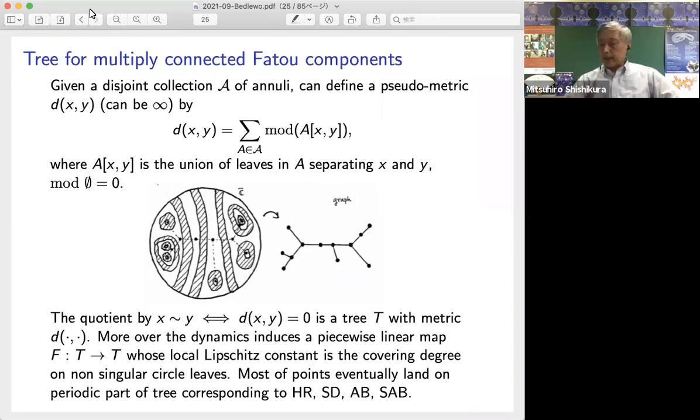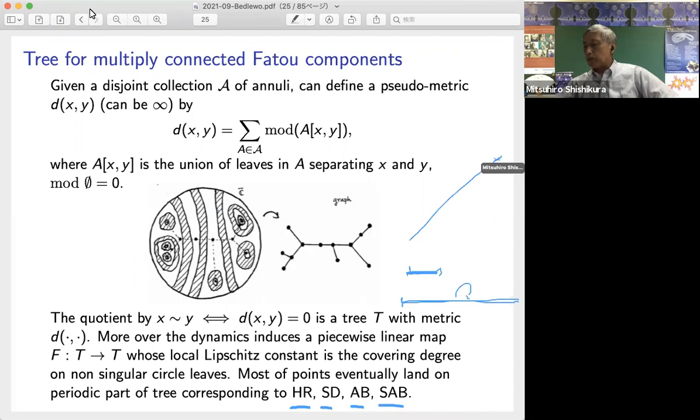And one more thing, the Mostov points, because these annuli or the leaves are coming from the Herman ring or Ziegler disk or attracting basin, super attracting basin. So the Mostov points eventually land on this one. For Herman rings, you get the segment, as I mentioned, that this is annulus with segment, or Ziegler disk, it's a one-sided infinite segment, which is periodic under the dynamics. For attracting basins, the attracting point is the point at infinity, and the return map is sending to infinity.